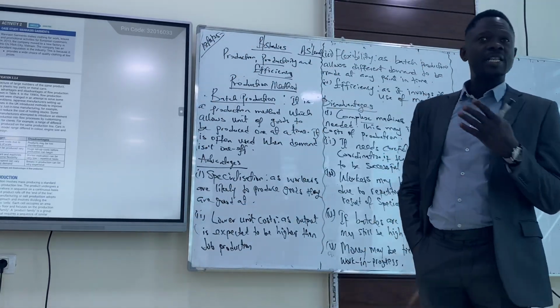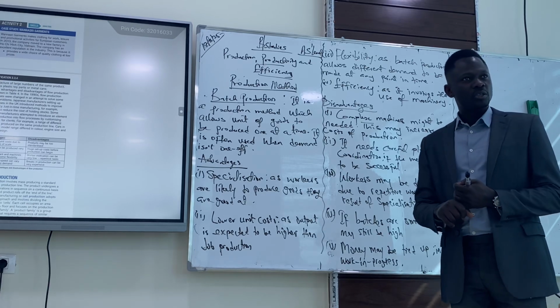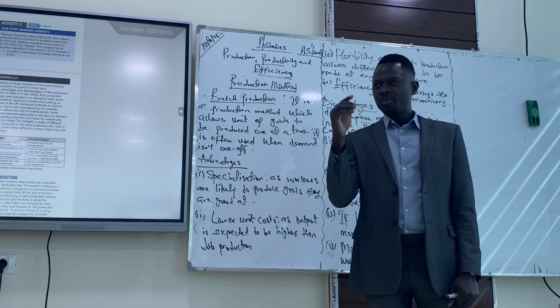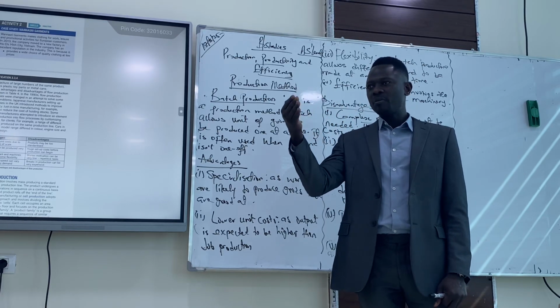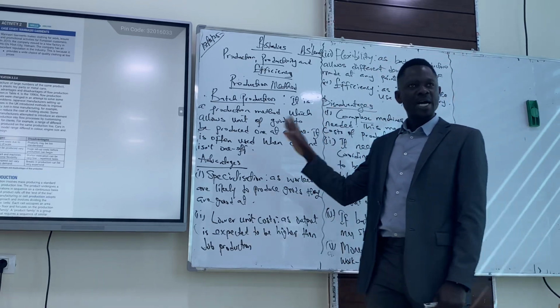Production, productivity, and efficiency. In the previous class, we talked about job production, which is a method of production that allows a business to produce one product at a time. So you produce one before the next one. That is job production. The next production method is batch production.